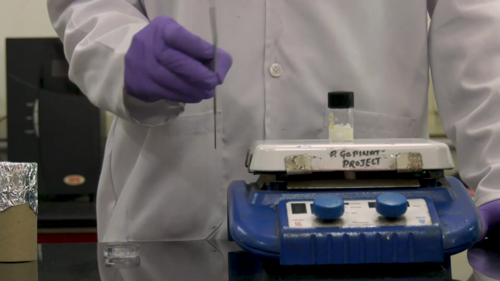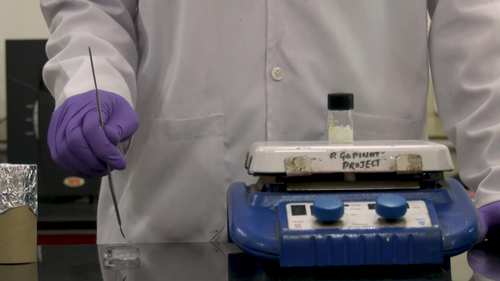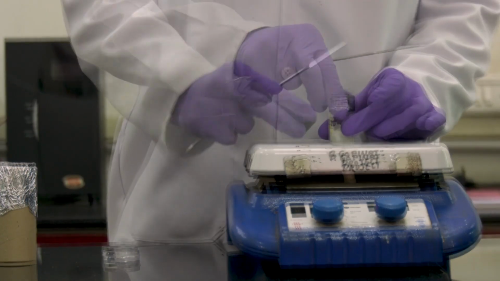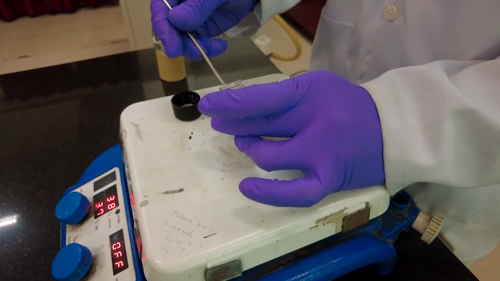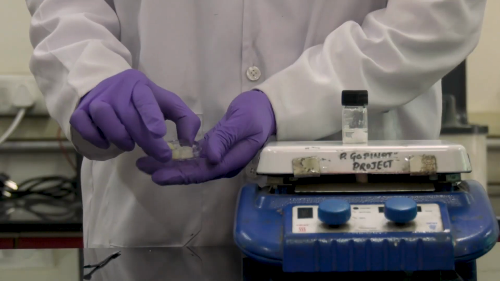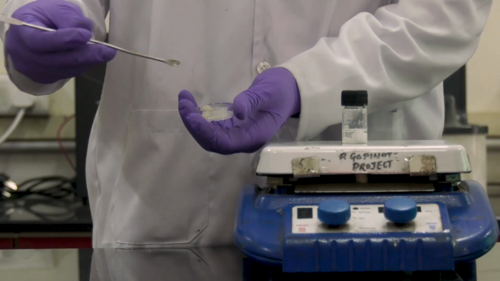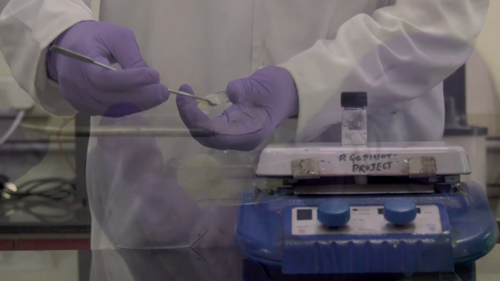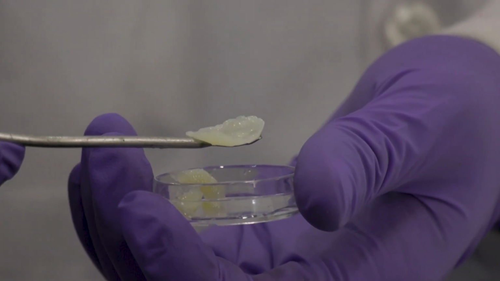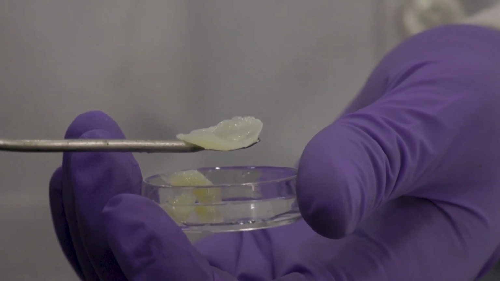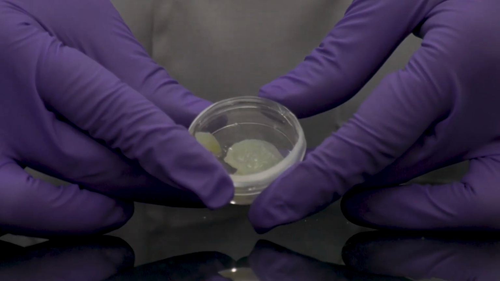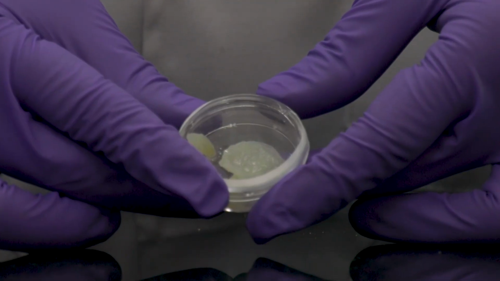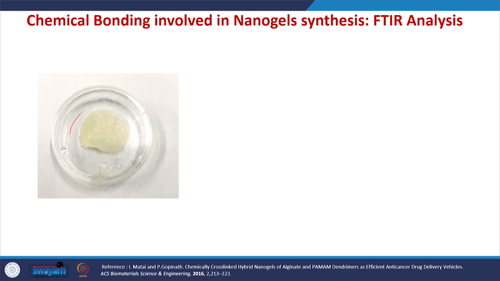Using a spatula, we will take the gel and put it in this Petri plate. You can wash the gel with ultra pure water and use it for further applications. So in this experiment, we have learned how to synthesize nanogel. So this is a synthesized nanogel.